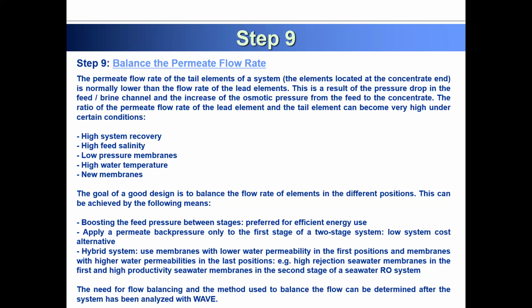So first, you can use a very high rejection membrane type. At the second stage, you can select a high flux membrane type. So you can balance the rejection and the flow rate, the permeate flow. So you can have savings on your overall cost of energy as well as a better design of the RO system. The need for flow balancing and the method used to balance the flow can be determined after the system has been analyzed with the software.